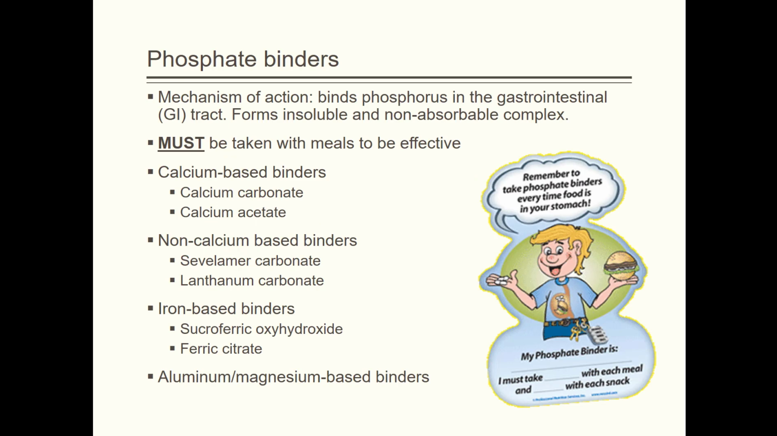In general, phosphate binders bind the phosphorus in the GI tract. They form insoluble and non-absorbable complex. It must be taken with meals to be effective. So if the patient is taking phosphate binders after the food, it's too late. There are several types of phosphate binders, as you know. First two are calcium-based binders. Second two are non-calcium based, and last two are iron-based binders. And lastly, there's aluminum or magnesium-based binders, which we don't often use.